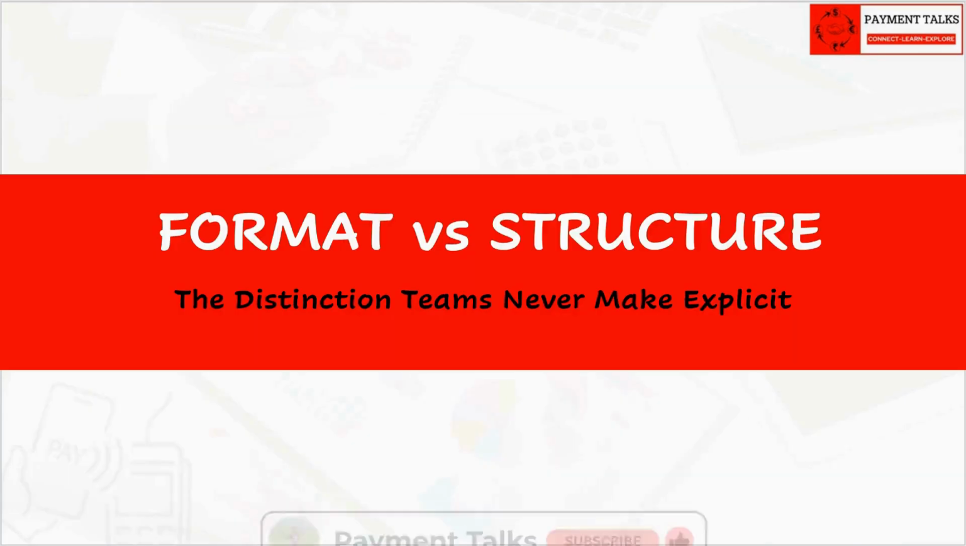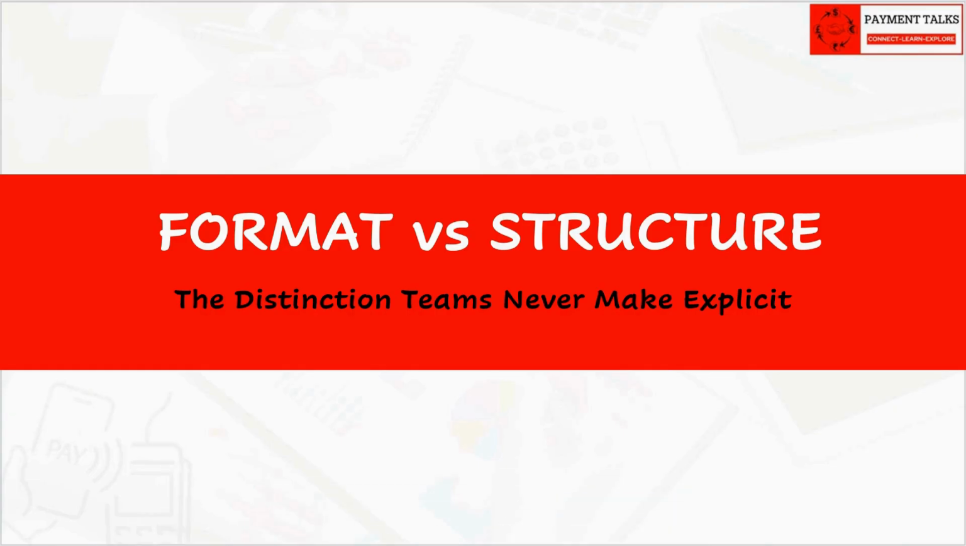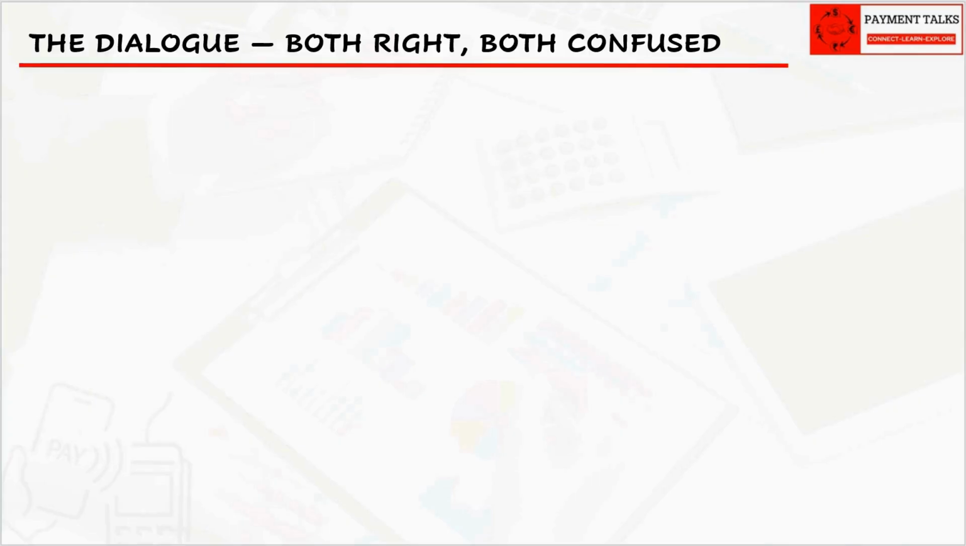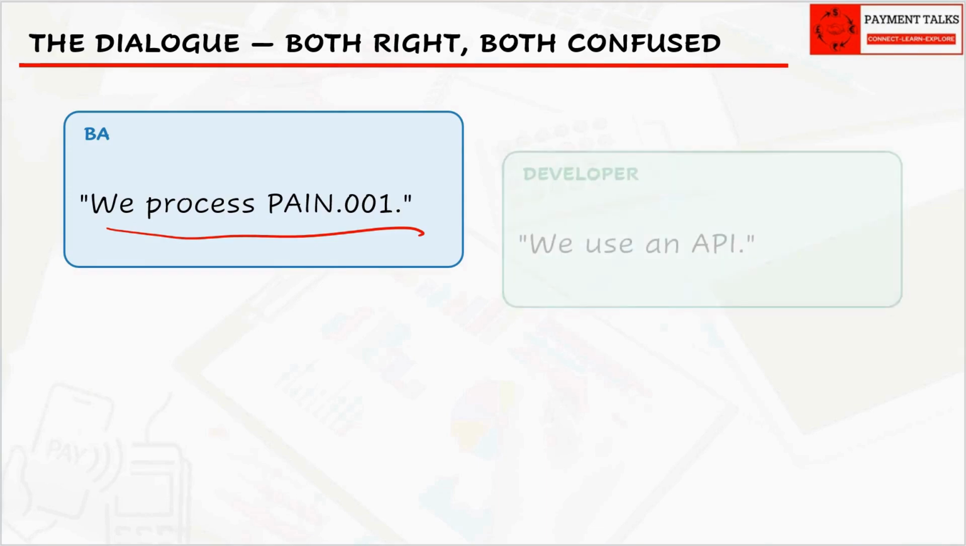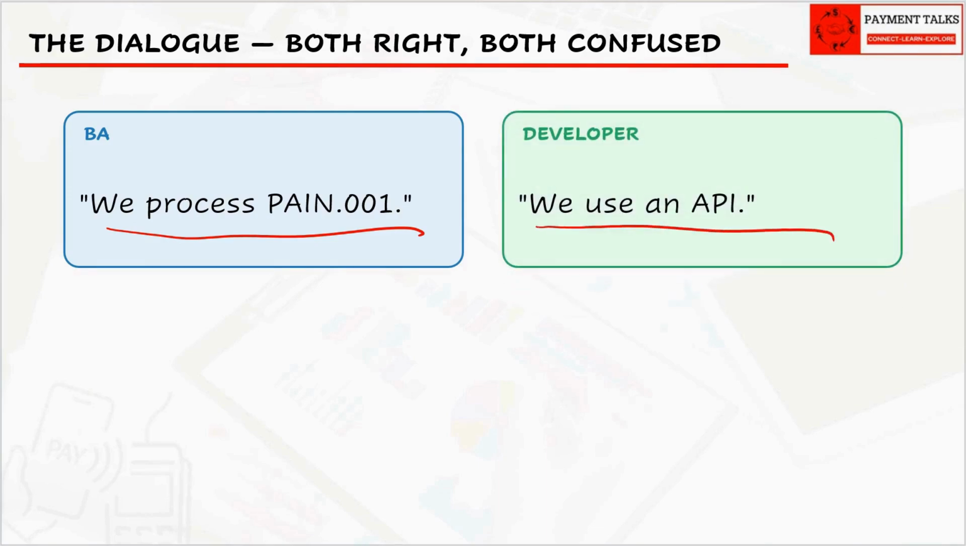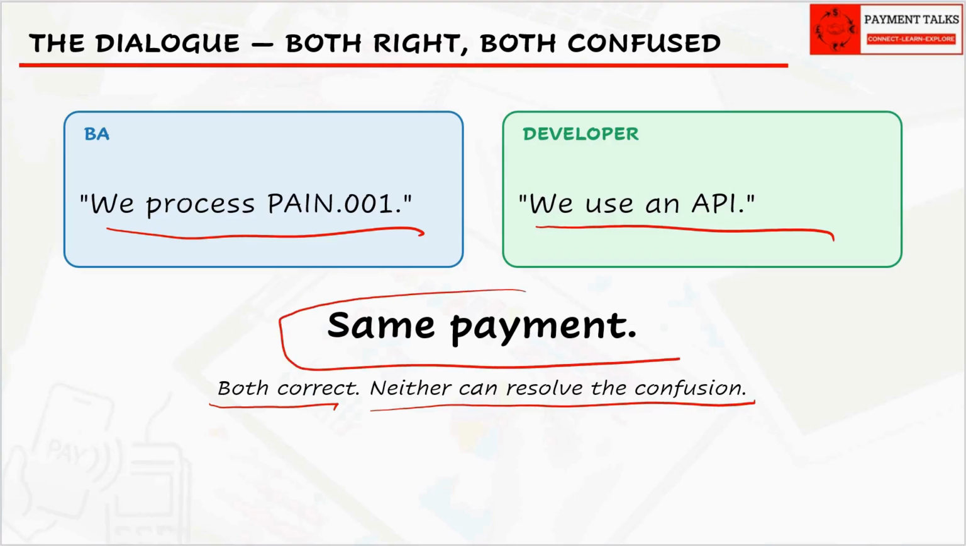from. This is where I want to address the single most common confusion I have encountered in payment system teams. Here is a conversation I have seen happen on almost every payment project I have worked on. The business analyst says we process Pain.001. The developer says we use an API. Both of them are right. Both of them are confused about why the other person seems to be describing something different.